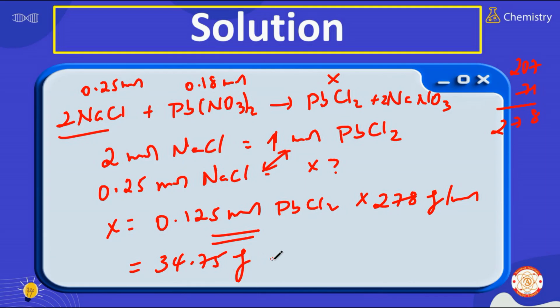34.75 grams of lead 2 chloride is produced from this reaction. How much excess is left over? So to calculate that, the excess reactant is lead 2 nitrate, right? Okay, so the amount of lead 2 nitrate that completely reacts with 0.25 is 0.125 moles.